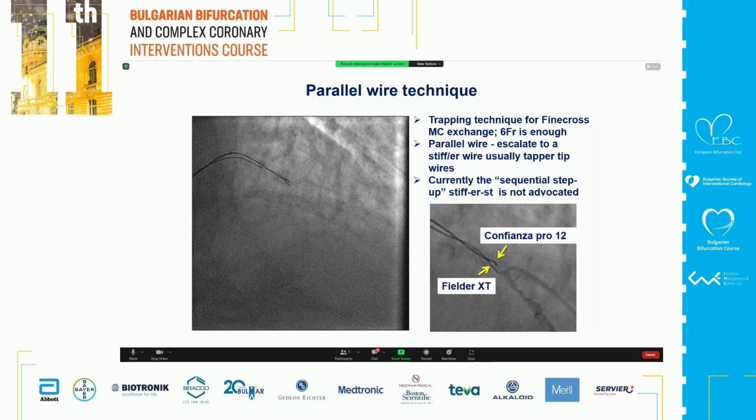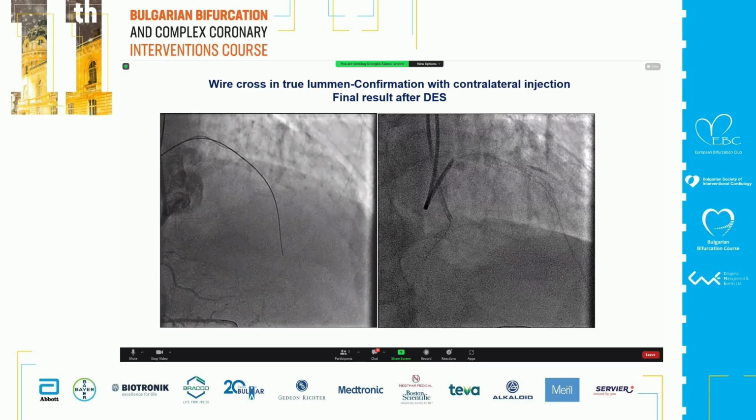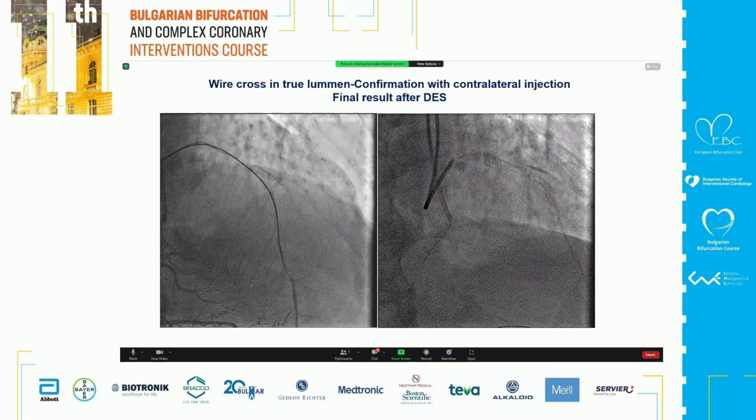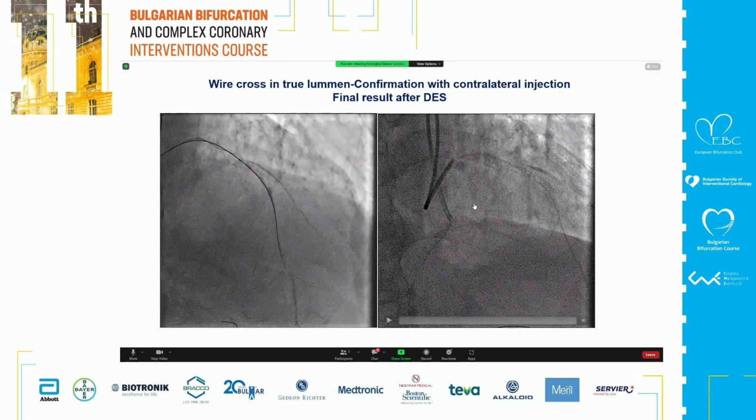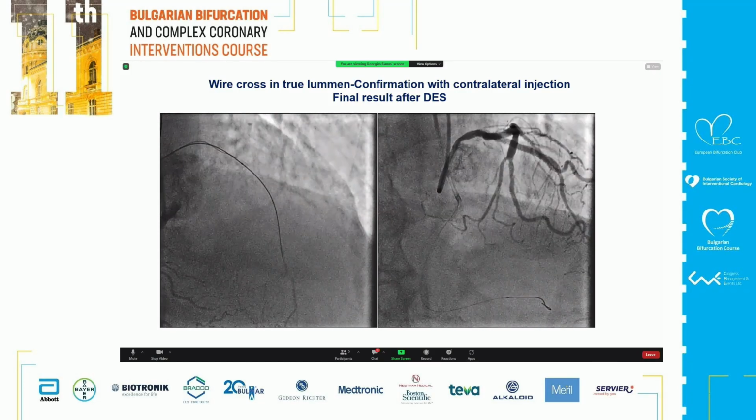And you see where the Fielder XT is and where the Confianza Pro is, and I think this 1 millimeter of difference is what makes success versus failure. And finally, this case was extending into the left main. The ostium was not touched.